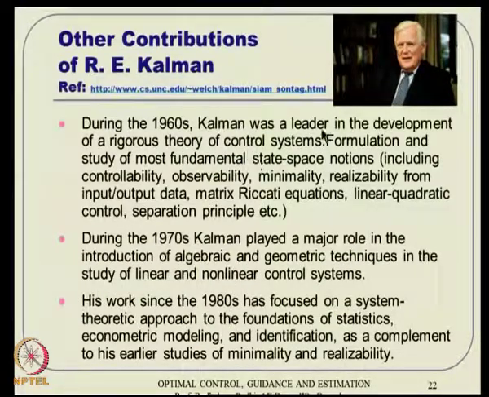During the 60s, Kalman was a leader in the development of rigorous theory, and he proposed many things based on controllability, observability, minimality, realizability, the matrix Riccati equation, linear quadratic control, and the separation principle, various path-breaking ideas basically. In the 70s he played a major role in introducing algebraic and geometric techniques in the study of linear and nonlinear control systems as well. And in the 80s he focused on somewhat different ideas such as economic modeling, identification, and things like that.